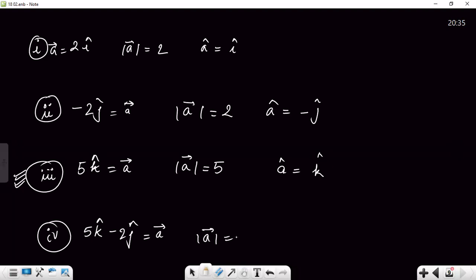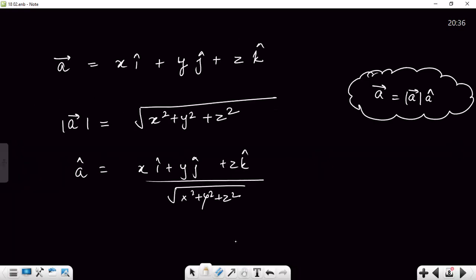What is its magnitude, Yarini? What is the formula for finding out the magnitude? Sir, what is the formula? Don't speak, it's there in front of you. Sir, it's root of x square plus y square plus z square.